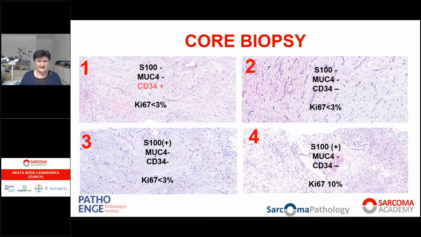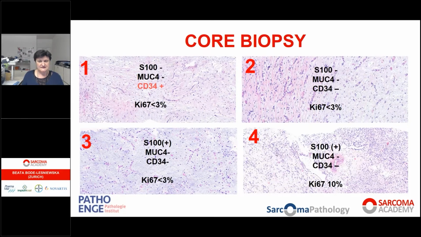So if we look at immunoprofiling with these basic antibodies, we can see all MUC4 were negative. There was some CD34 positivity in the first tumor, while the other ones were negative, and S100 was partially expressed in the two last cases.